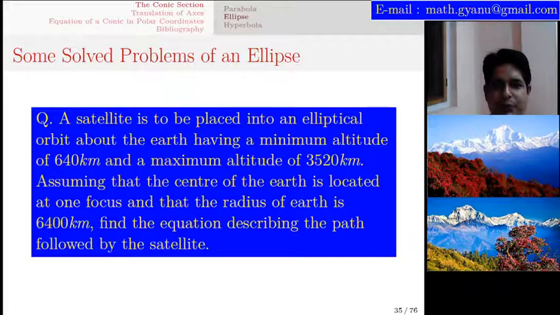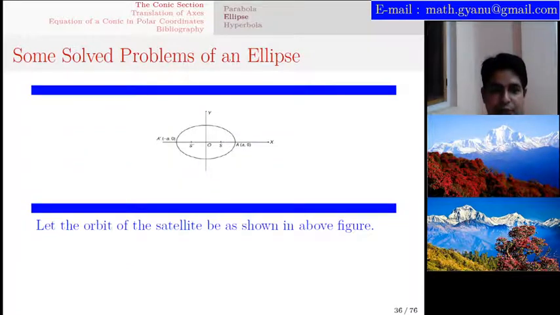A satellite is to be placed into an elliptical orbit about the Earth having a minimum altitude of 640 km and maximum altitude of 3520 km. Assuming that the center of the Earth is located at one focus and that the radius of Earth is 6400 km, find the equation describing the path provided by the satellite. Okay, to solve this problem, you may consider the figure shown on your screen.